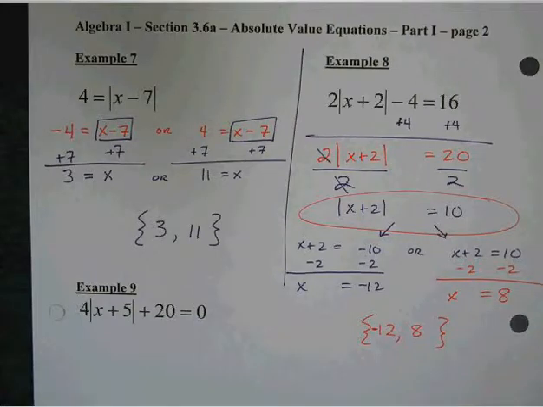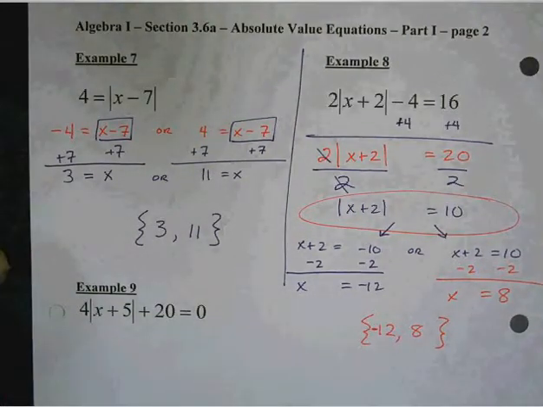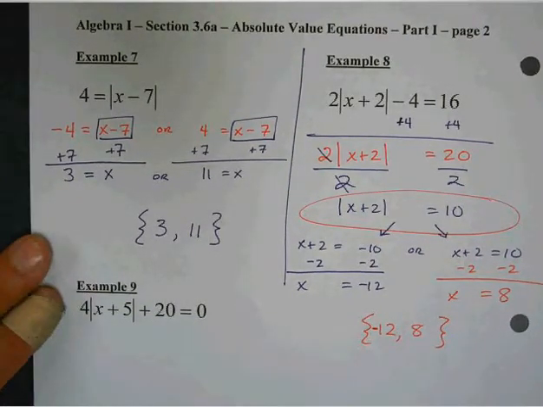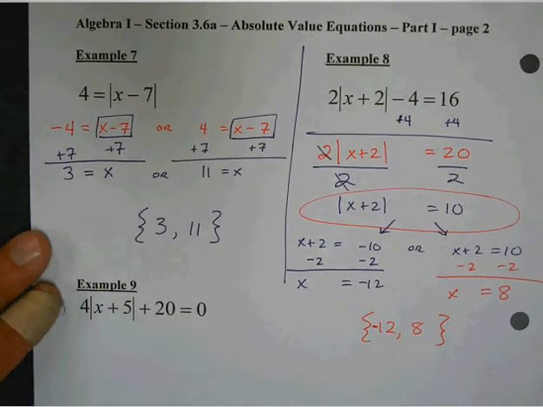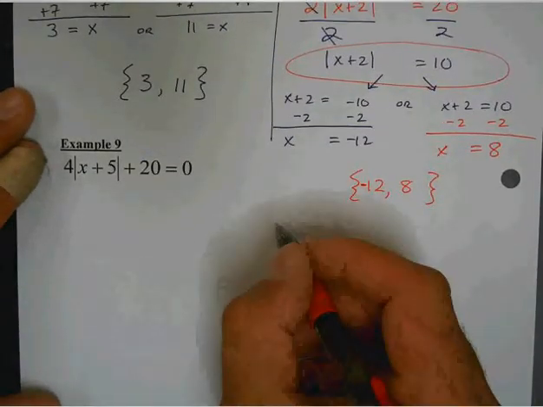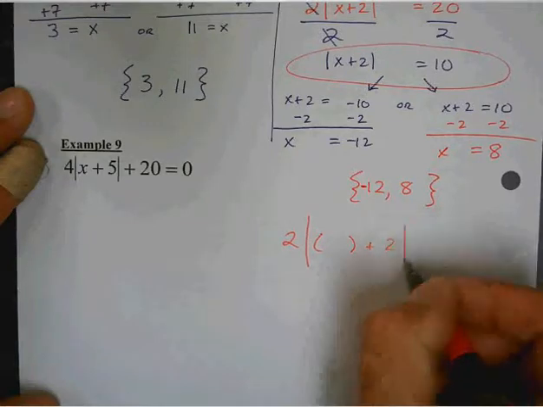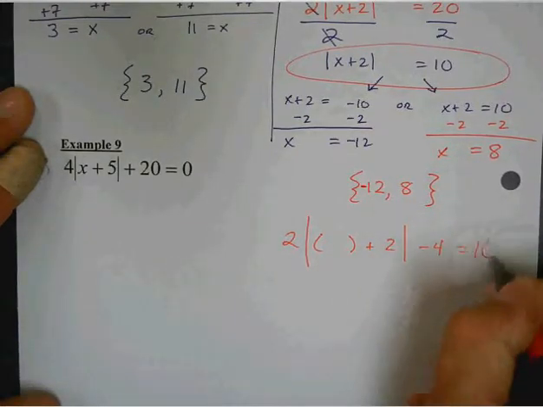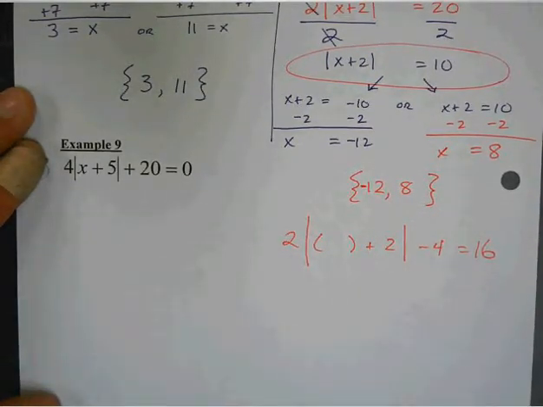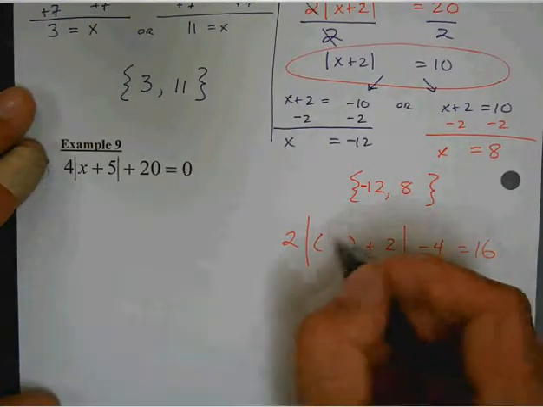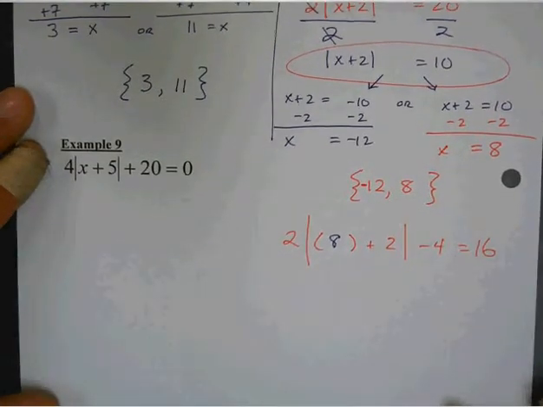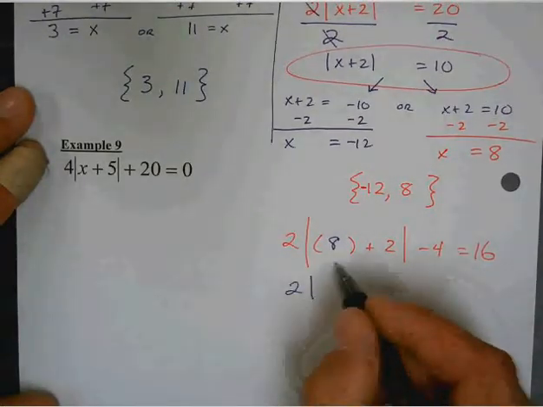Now, with inequalities, we didn't have a really good way to check. With equalities, like this is, there is a way to check. So I just want to show you on this one how you would check. All right? I'm going to recopy the original problem, but where the x is, I'm going to put a parentheses. Which of these 2 answers do you want to try to see if one works? 8. I heard 8 first, so I'm going to put in 8. 8 plus 2 is 10.